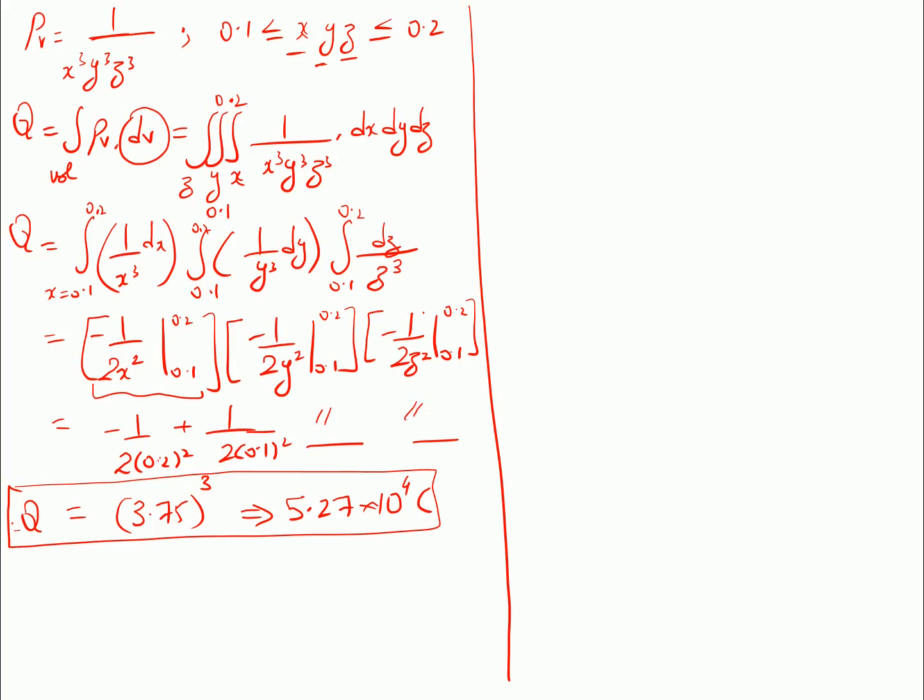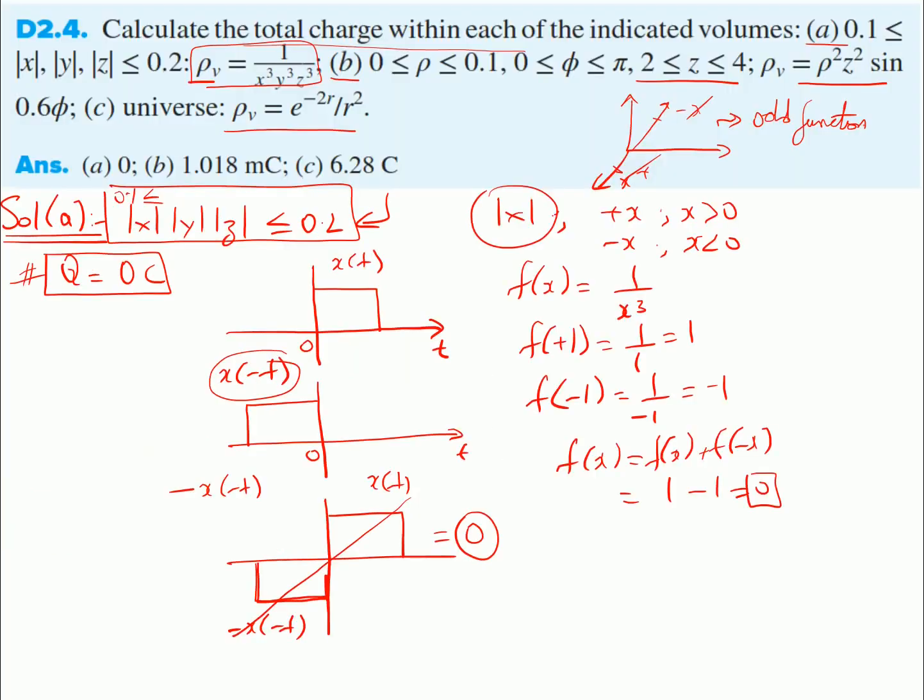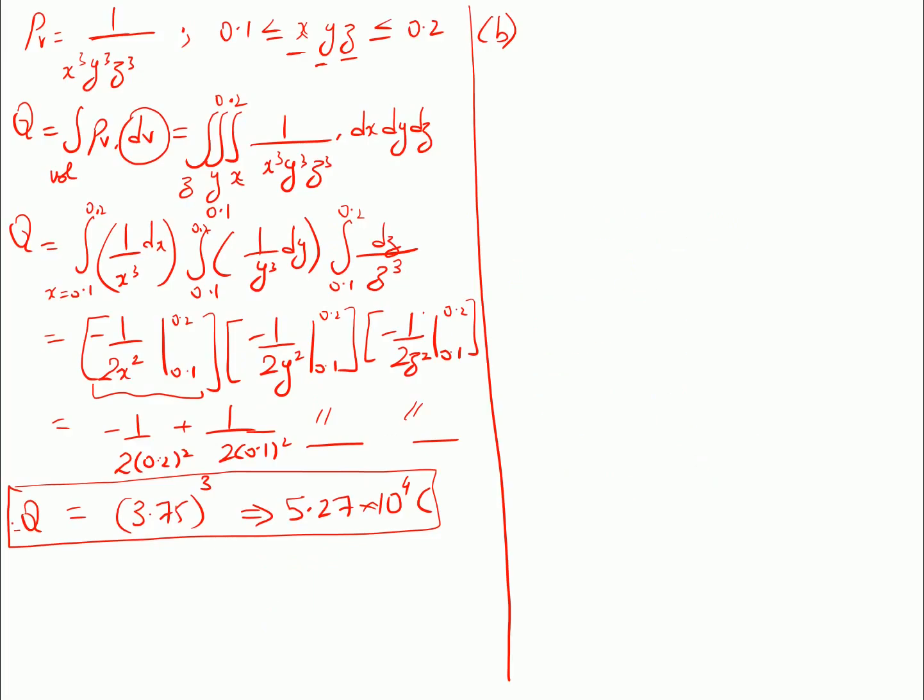Okay, now let's come to the second part of the problem. The second part is basically asking us that now the ranges of rho, phi and z are provided with the volume charge density of rho square z square sine 0.6 phi. Find the total charge. So we need to use the volumetric equation with rho v into dv. That comes out to be a triple integral of rho square z square sine 0.6 phi, and the values of rho, phi and z now come over here.